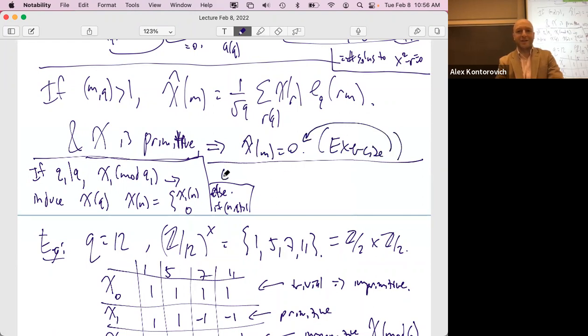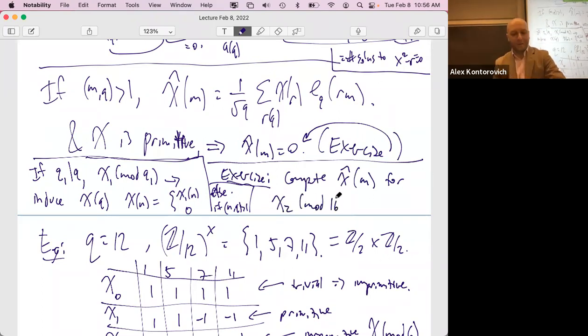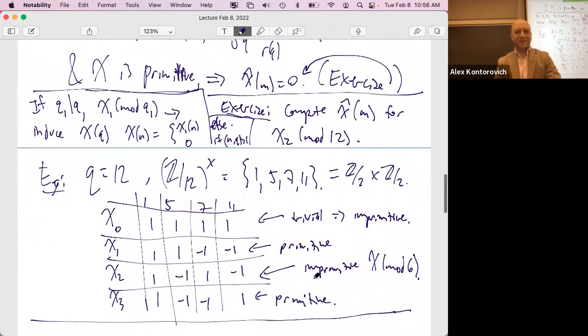And let me give you another exercise. Compute chi hat of m for all the possible values of m for chi 2 mod 16. What am I saying? Mod 12. So here's our imprimitive character. Compute its Fourier transform for various values of m, as m ranges in Z mod 12.